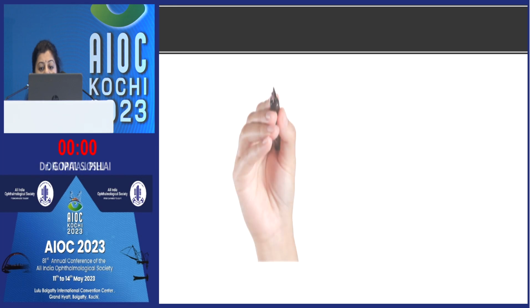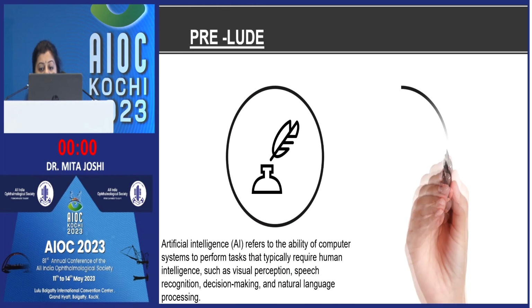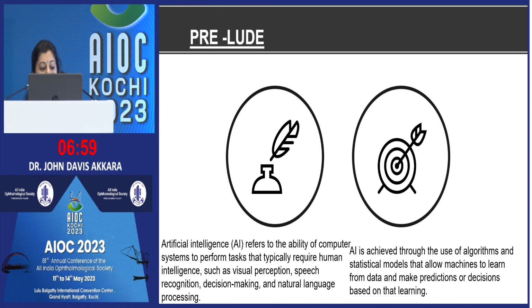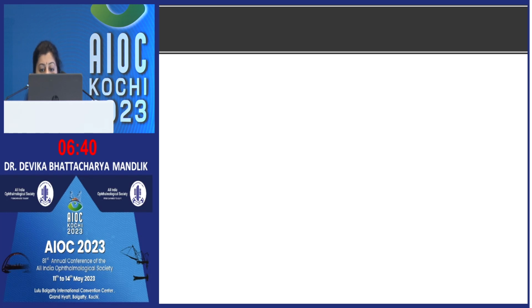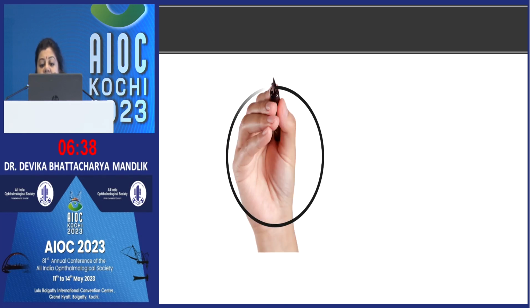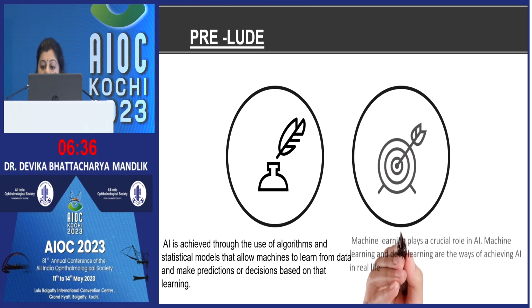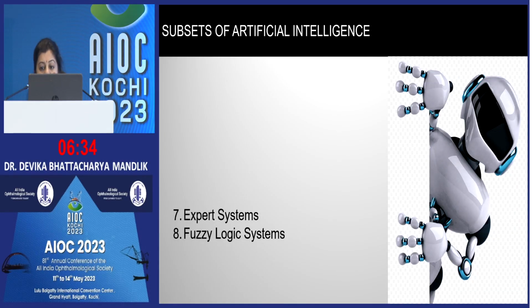First of all, I would like to say that artificial intelligence is the ability of a computer system to perform tasks that require human intelligence, such as visual perception, speech recognition, decision making, and natural language processing. AI is achieved through the use of algorithms and statistical models that allow machines to learn from data and make precise decisions based on that learning. In real life, we have examples like ChatGPT, Alexa, Google Assistant, and so on.